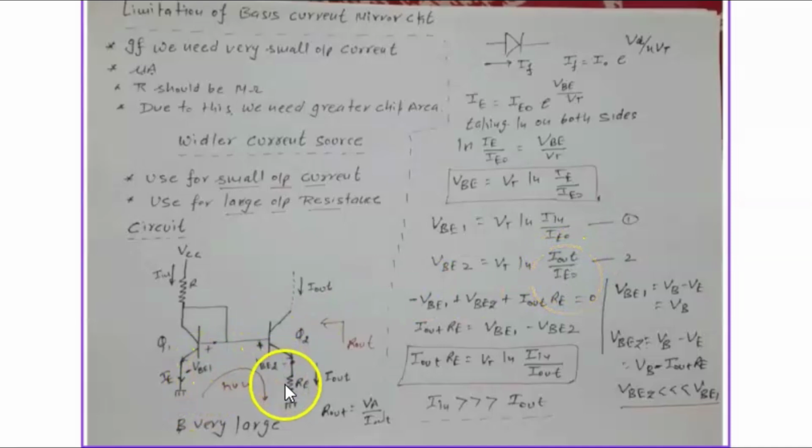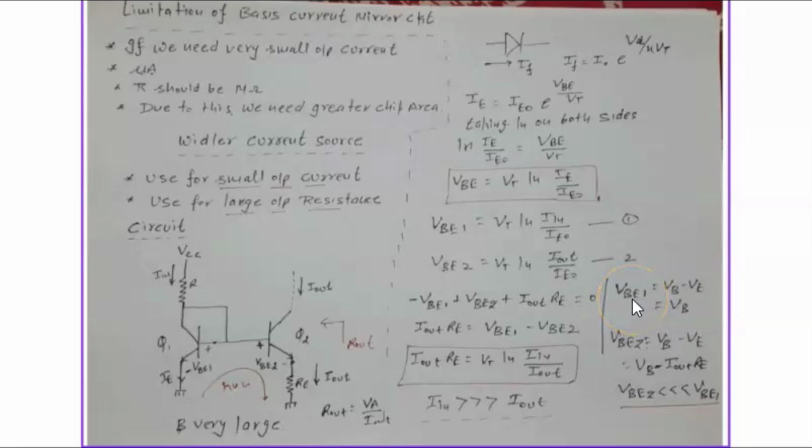Now in this particular loop we are going to apply KVL. So we have the equation minus VB1 plus VB2 plus IE out RE is equal to 0. If we do some shifting, we get IE out RE is equal to VT times log IN by IE out, because we already know the values of VB1 and VB2. So we just have to put them in this particular equation.